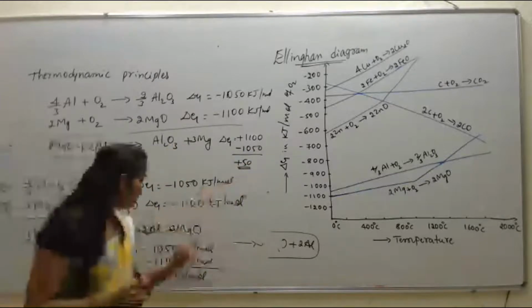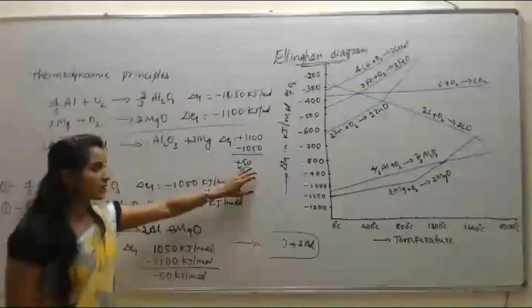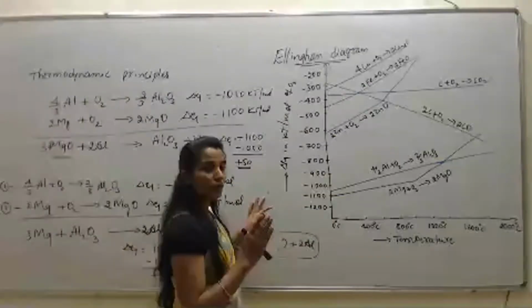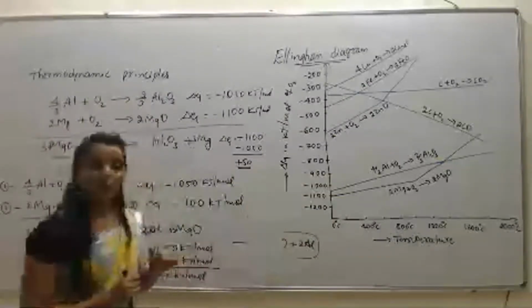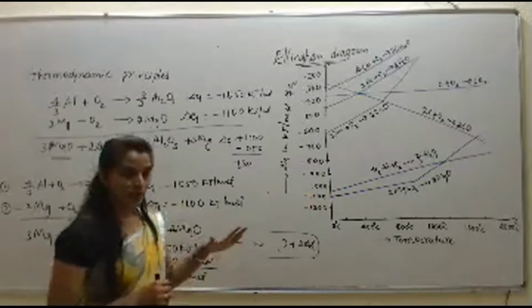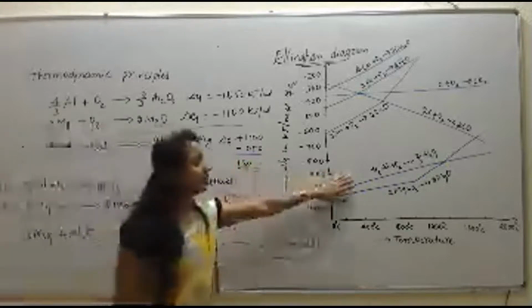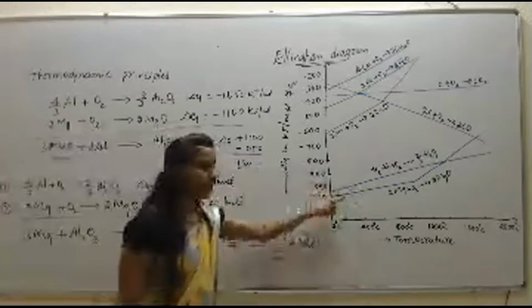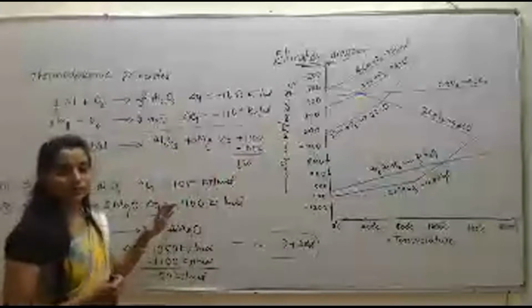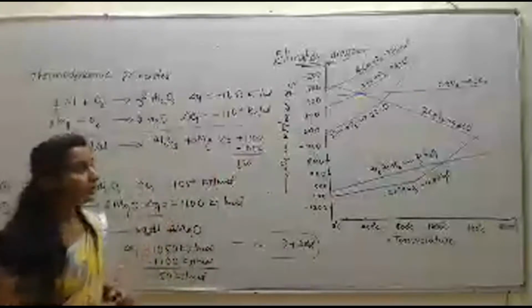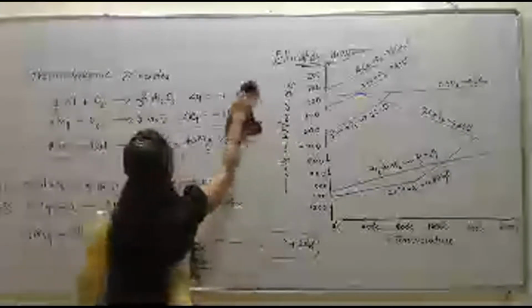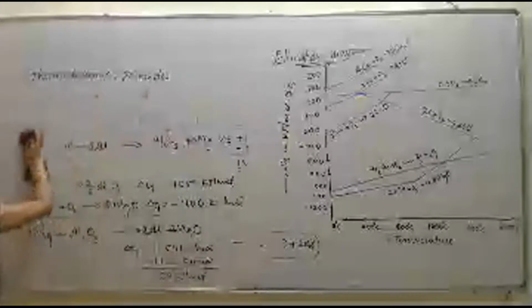So this plus value and minus value show what? If delta G is positive, it is not feasible. It requires some amount of energy. At 0 degree Celsius, the aluminium never reduces magnesium. Only the magnesium reduces aluminium. So this is the example or proof. Understood? Similarly, this type of application is taken for iron also.